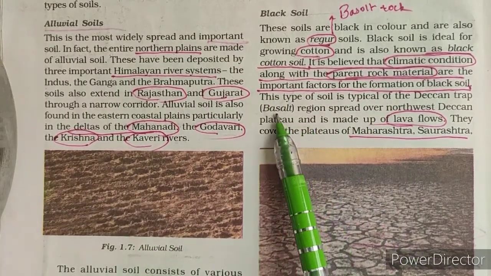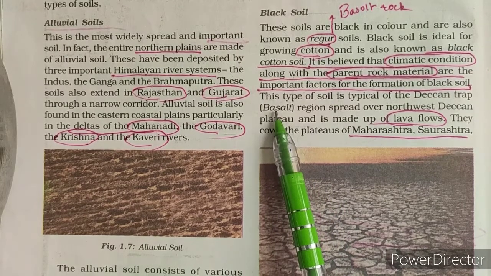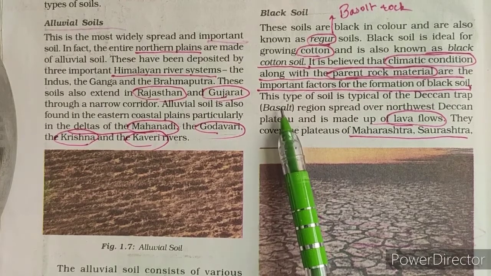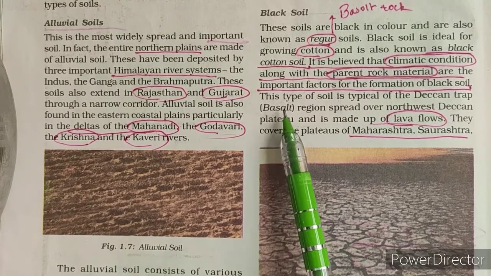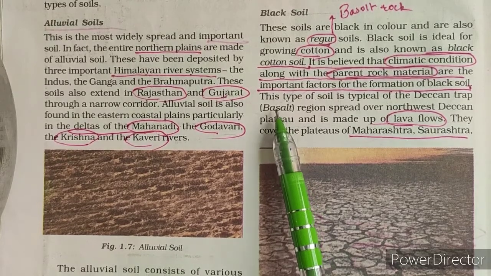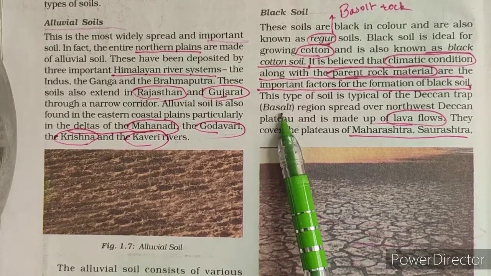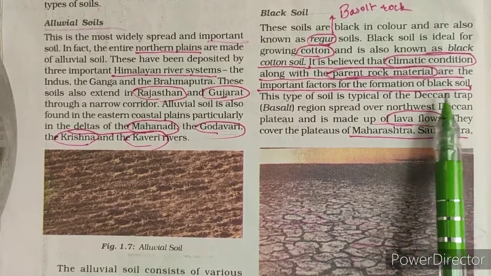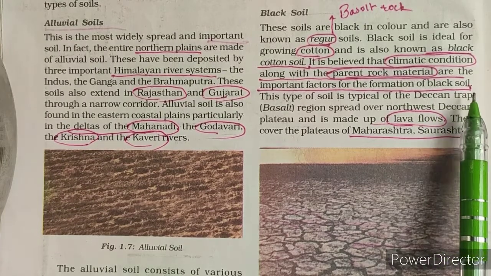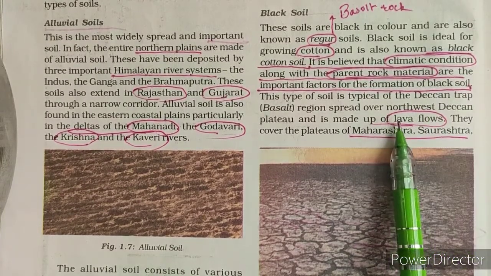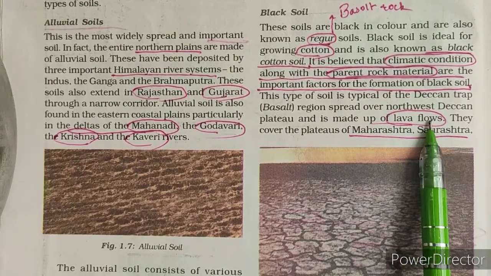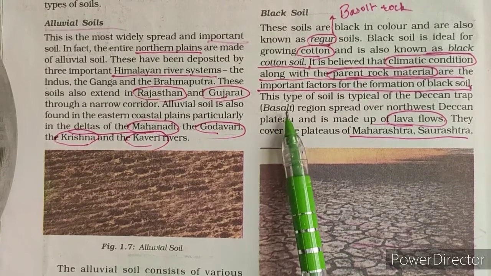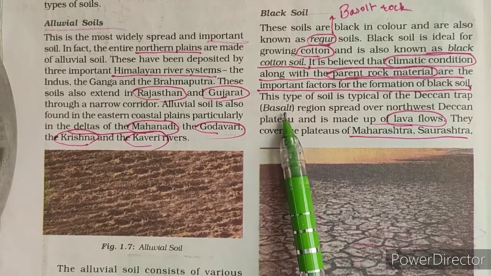We have already studied that this soil is formed from basalt rock, and this basalt rock is there in Madhya Pradesh, Maharashtra, Gujarat. Where this basalt rock is available, there black soil is available, and the area of black soil is known as Deccan Trap. We shall see this Deccan Trap on the map. Millions of years ago, there was lava flow, and due to that lava, basalt rock was formed on the surface of the earth, and this basalt rock is weathered and converted into black soil.